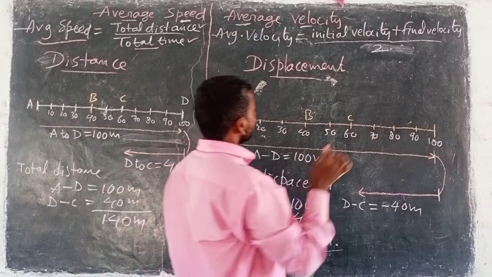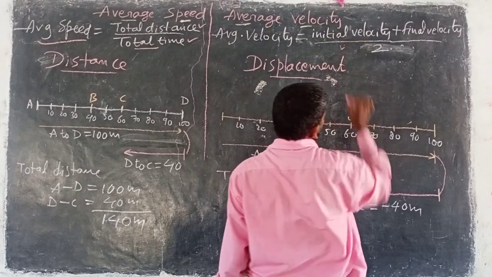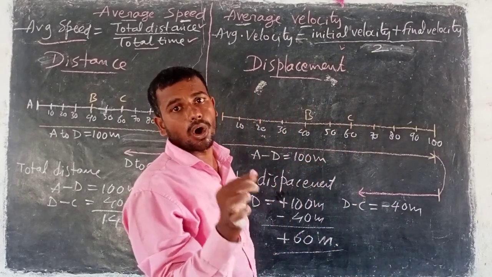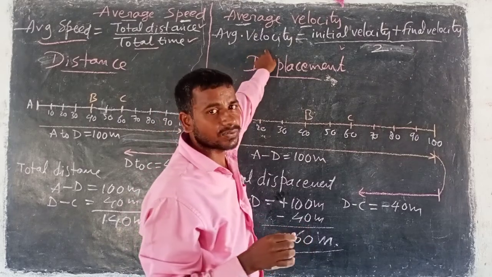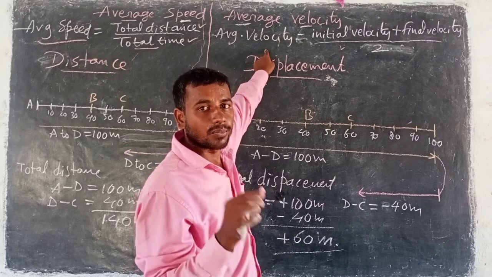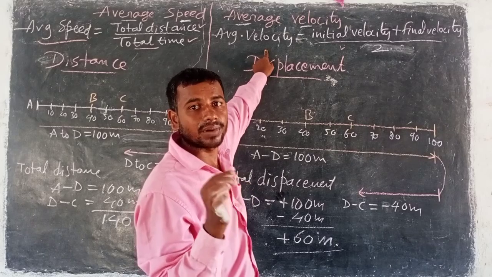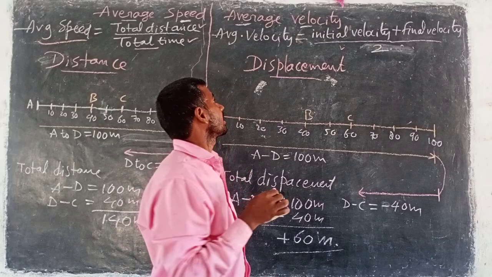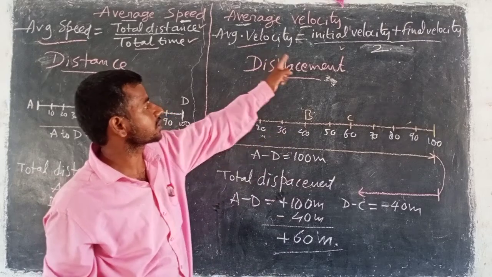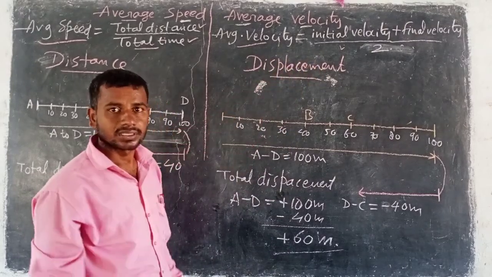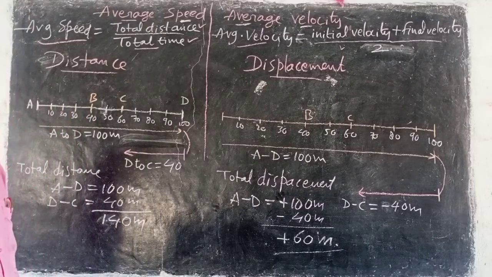Second, what is average velocity? Average velocity is initial velocity plus final velocity of an object divided by 2. When we see the average velocity formula, it is initial velocity plus final velocity by 2. And when we see the average speed formula, it is total distance taken by one body by total time taken by that body.